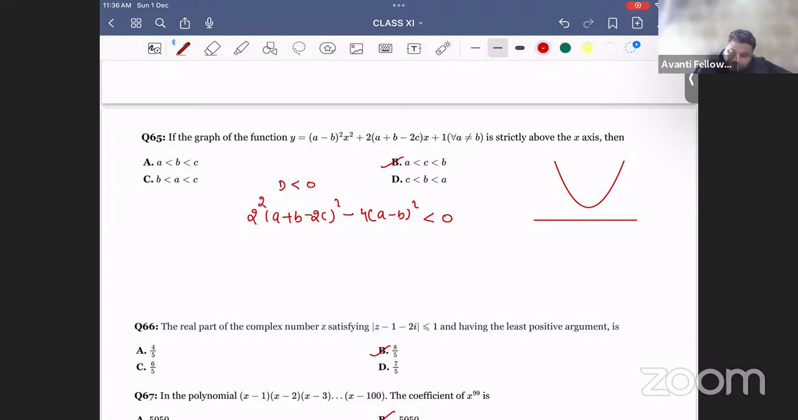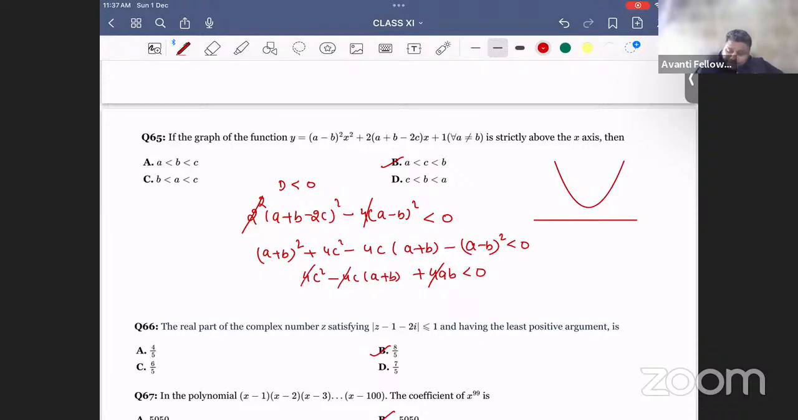Oh, this is also 2 square. Now this 4 cancelled. So it is a plus b whole square plus 4c square minus 4c into a plus b minus a minus b whole square less than 0. So 4c square minus 4c into a plus b plus 4ab less than 0. Again this 4 cancels. If you factorize it, you get c minus a into c minus b less than 0. That means c lies somewhere between a and b, or like this, whichever depends on if a is greater or b is greater. Got it?